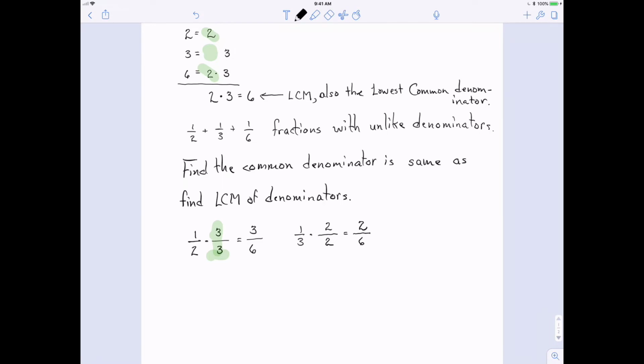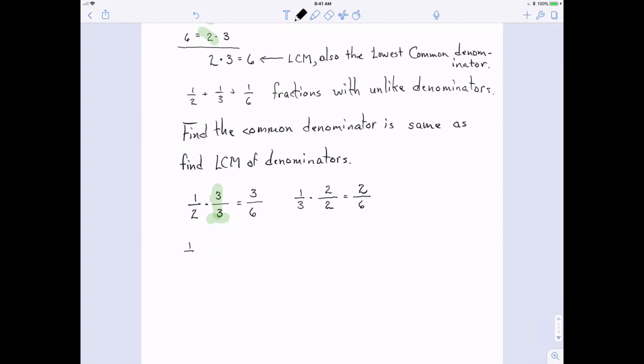So we rewrite the problem, and let's just take this from the top. The problem began as 1/2 plus 1/3 plus 1/6. Well, now we said that 1/2 has the form of 3/6, 1/3 has the form of 2/6, and 1/6 is already in sixths. So now we can add the numerators: 3 plus 2 plus 1 over 6. 3 plus 2 is 5, plus 1 more, that's 6 over 6. And so we get an answer of 1.